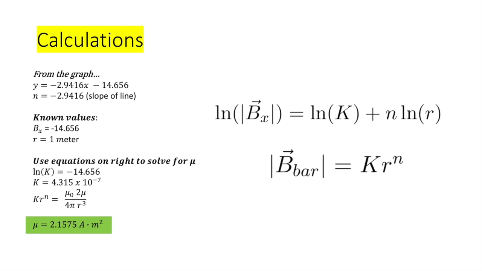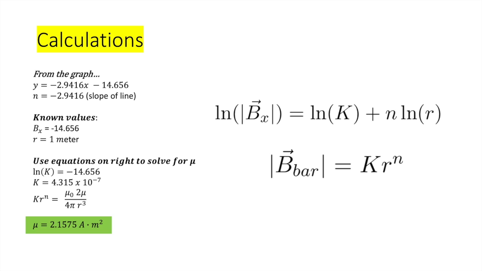These are my calculations for finding the magnitude of the magnetic moment. To do this, I use the distance dependence equation mentioned previously and shown on the right that states that the natural log of the magnitude of the magnetic field equals the natural log of k plus the natural log of r times n, the slope. Starting with the equation of the trend line from my graph, I found the slope of the graph n to be negative 2.9416. I also used my known values of the x component of the magnetic field, which is the second component of the trendline equation, and the value of r as 1 meter.